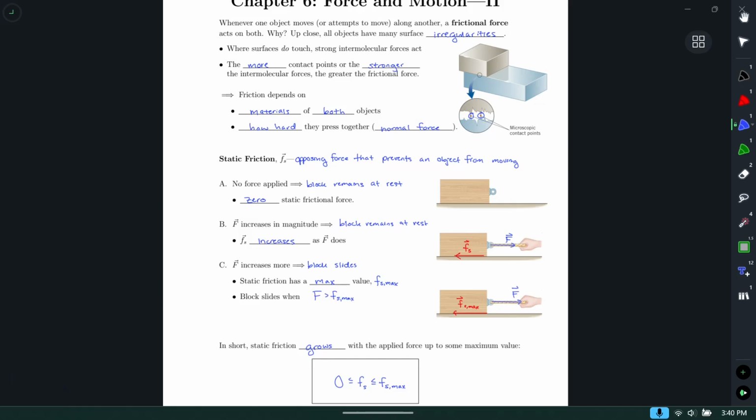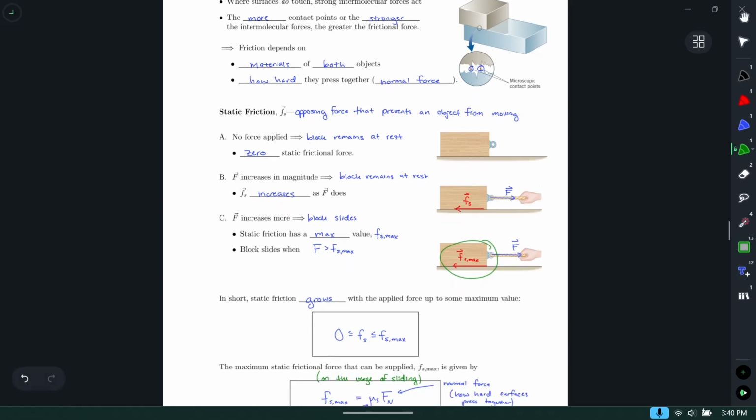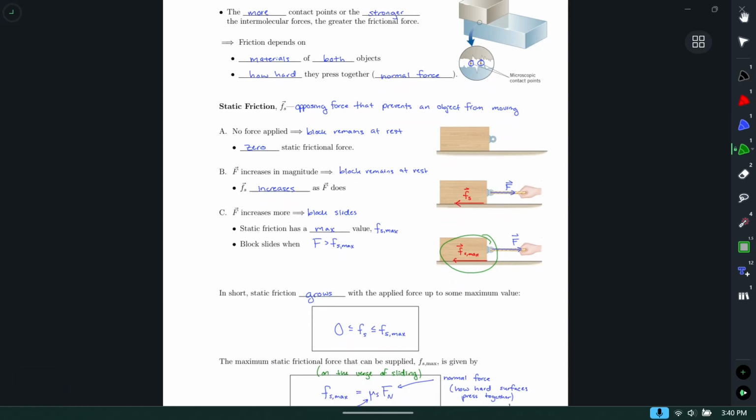Static also has the feature that it can grow in response to the applied force. The harder you pull, the harder it pulls back, up to this maximum static friction point. At that point, that's the most friction you're going to get. And then the object will start to slide and you're into the kinetic friction regime. That's what we call breakaway, and that's where we have a sudden drop in the frictional force.